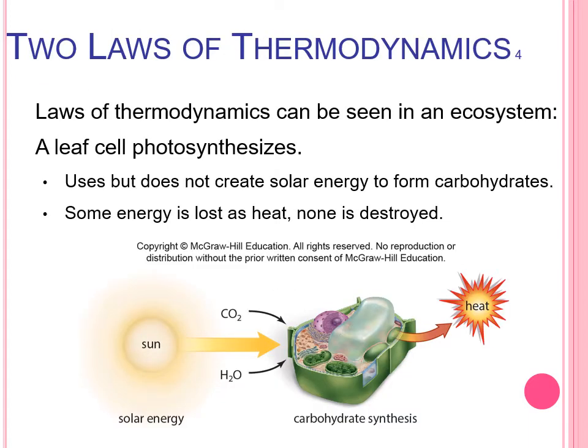Okay, so here are the two laws of thermodynamics as real life examples. In this case, we're looking at a plant cell that's absorbing light energy, releasing some of that energy in the form of heat. We'll talk about that heat a little later. That's enthalpy, unusable energy to do work.